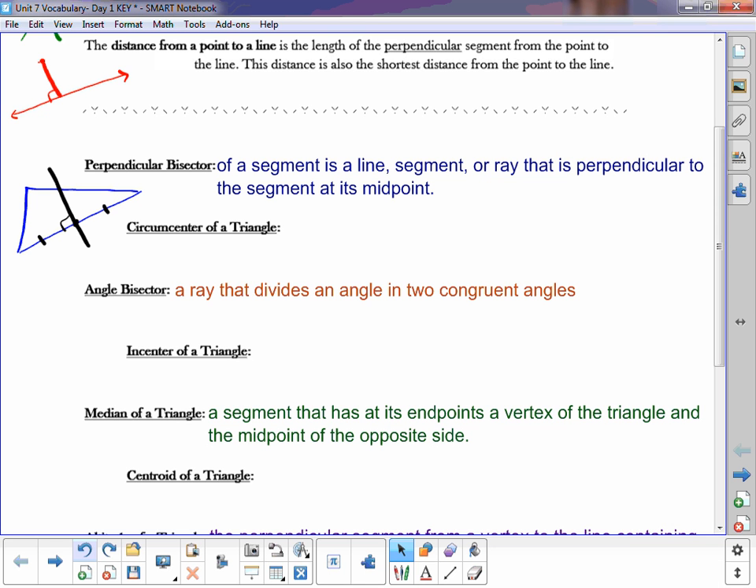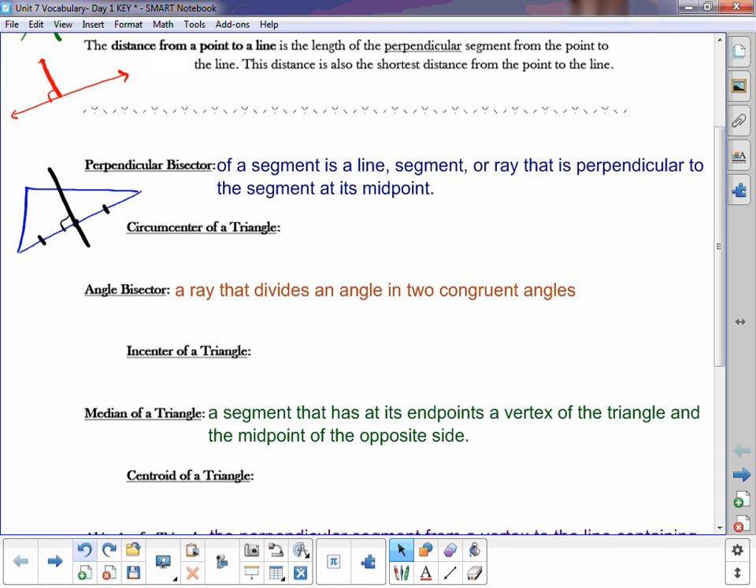Alright, so this is a perpendicular bisector. I did it just to one side of my triangle. You can see it cut it in half, and at its midpoint it's perpendicular. Notice my perpendicular bisector does not have to go through the angle opposite. It might, but it's not a requirement. Its only job is to guarantee that it goes through the midpoint and that it's perpendicular. How many perpendicular bisectors could I draw within a triangle?